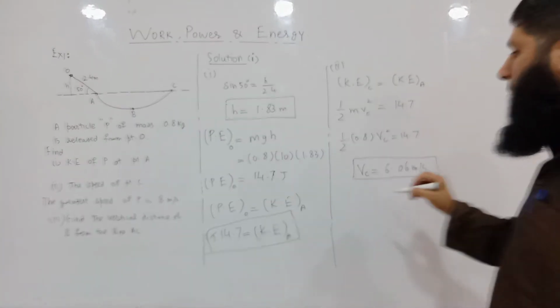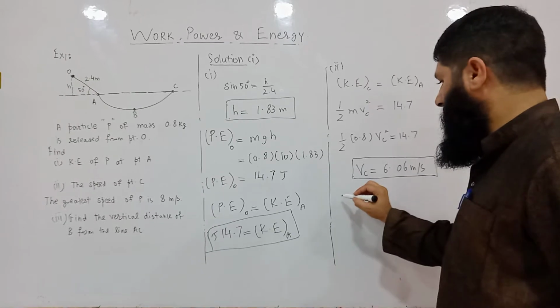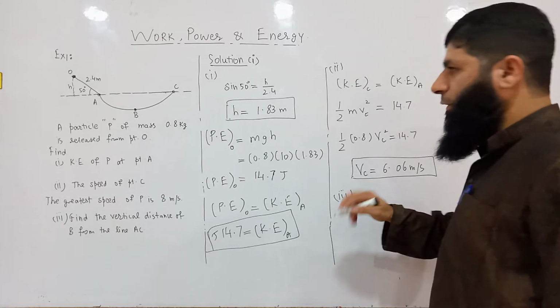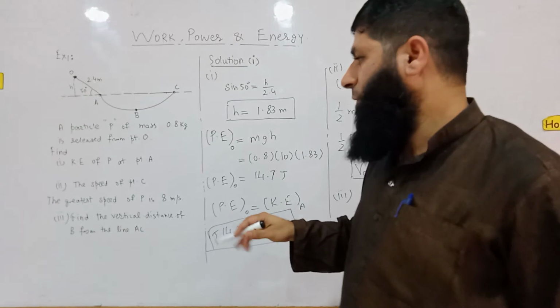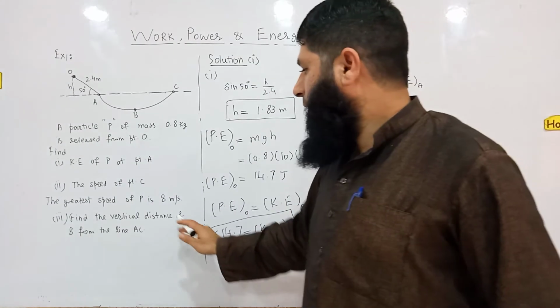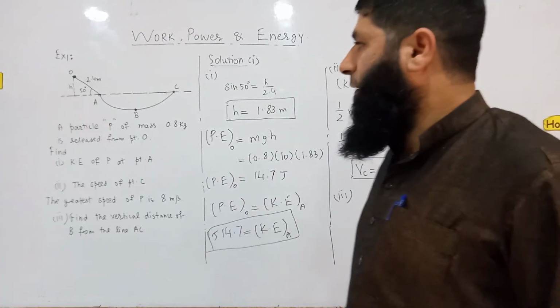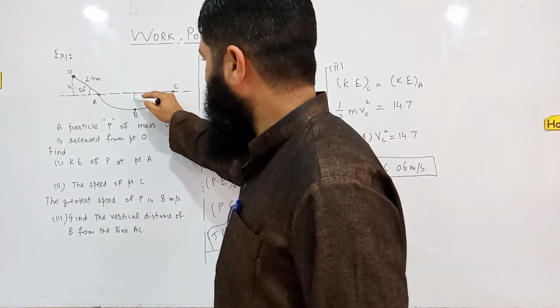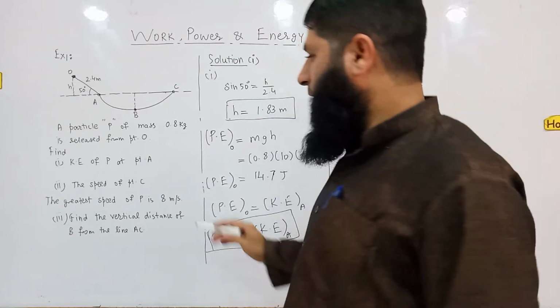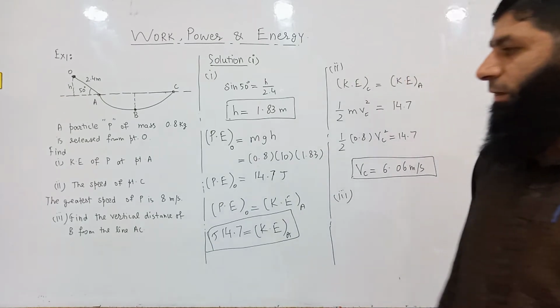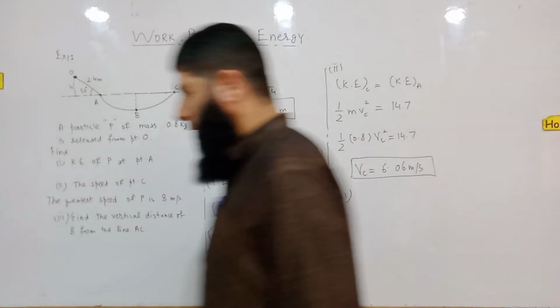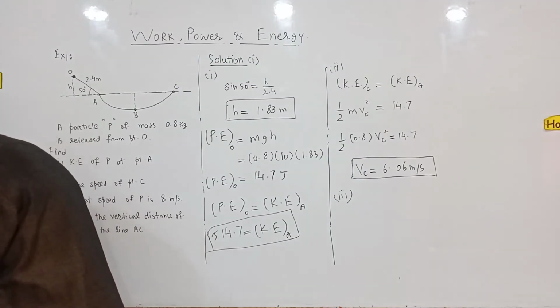Okay, now look at part 3. We need to find the vertical distance of B from the line AC. We need to find this vertical distance. It is given that the greatest speed of P is 8 meters per second.